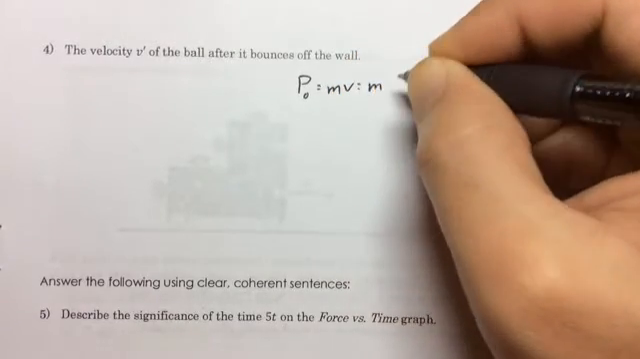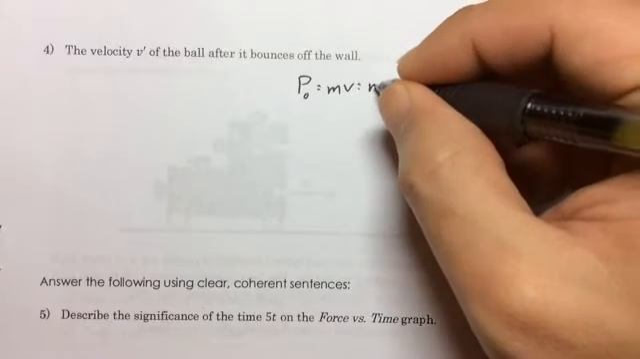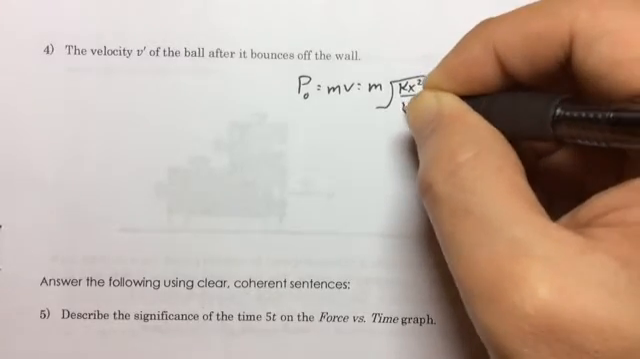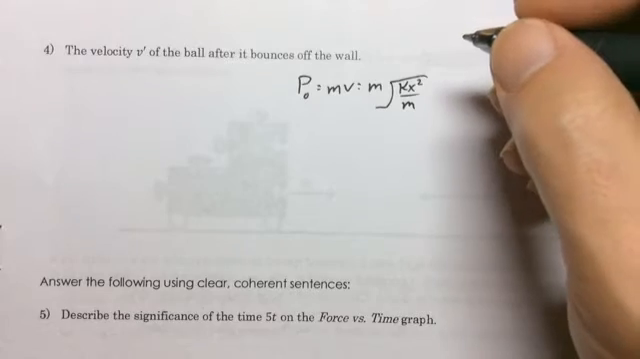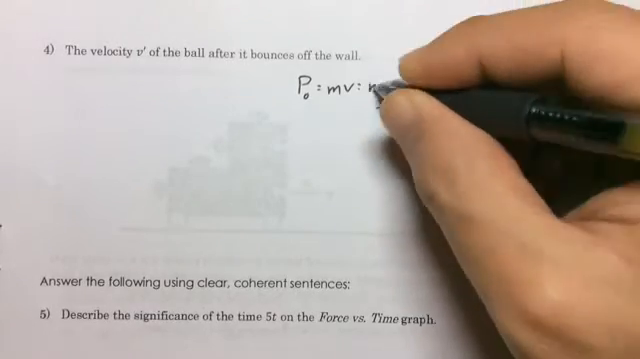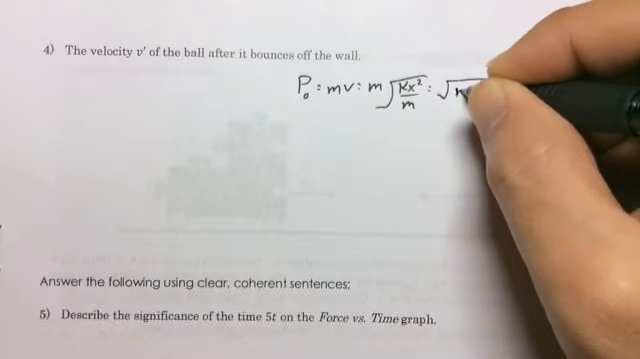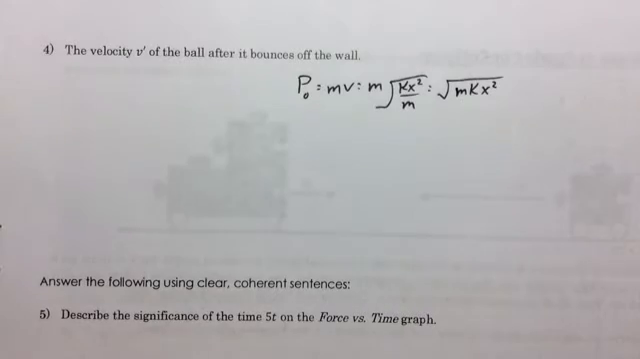And if you remember, we just figured out the v out of the gun. That's in part 2. So this is actually m square root kx squared over m. And, well, that's also what we did in part 3. We kind of simplified it, right? We brought the m in. So if you bring the m in, then you have the square root of m kx squared. So there's your momentum as it hits the wall.